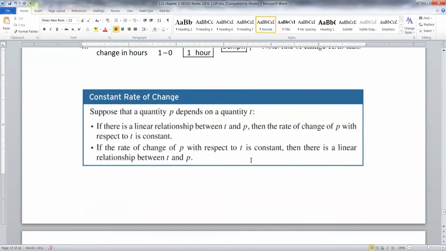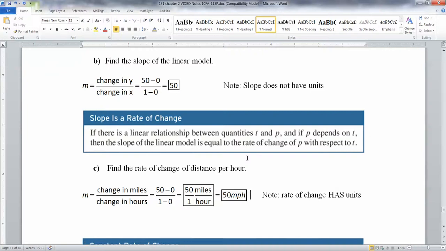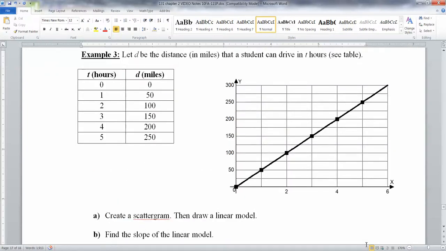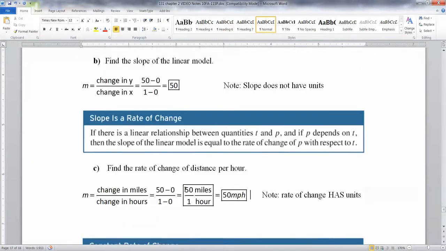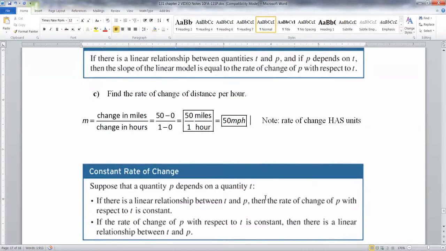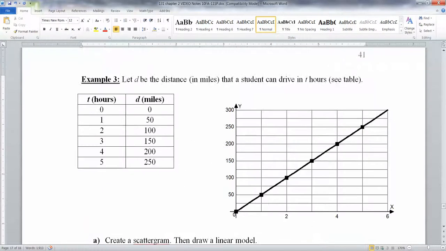All right, a constant rate of change. If there's a linear relationship like there was in these ones, it'll be constant. It'll go up by the same amount every time. That steady increase, that's what slope is, right? Slope is that up and over, up and over, up and over. That's what slope is a measurement of. So if it has that steady rate like it does in this problem, then that shows that this was a linear model, which it was.